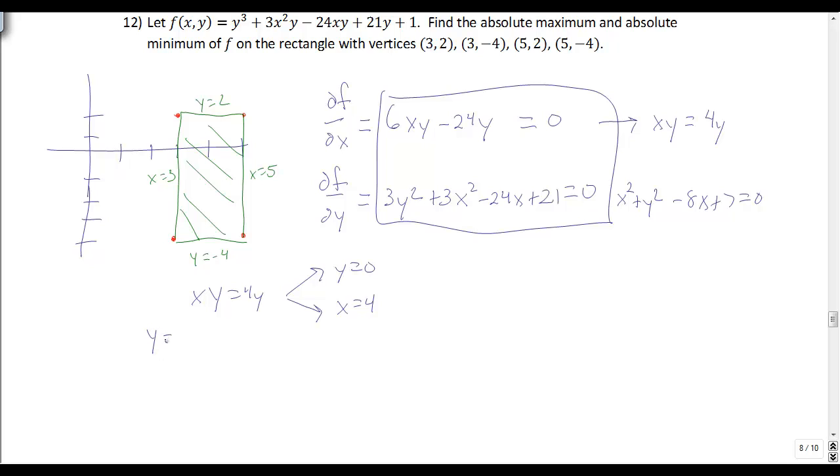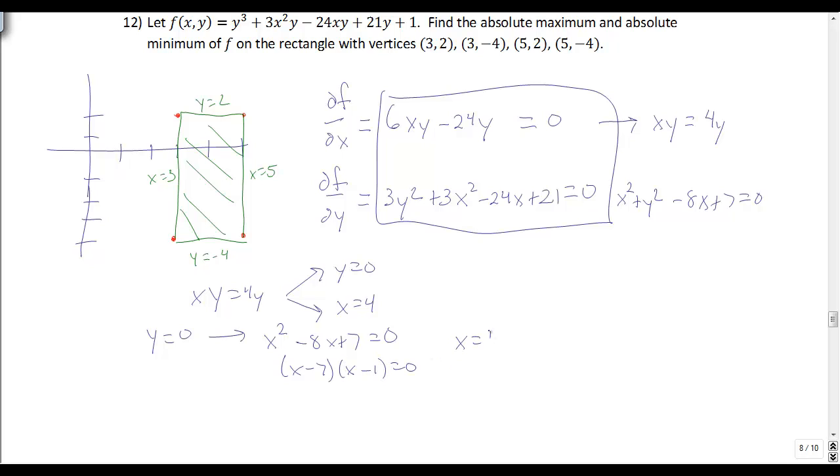So when we have y equals 0, what we get is x² + 0 - 8x + 7 = 0. And that will factor as (x - 7)(x - 1) = 0.